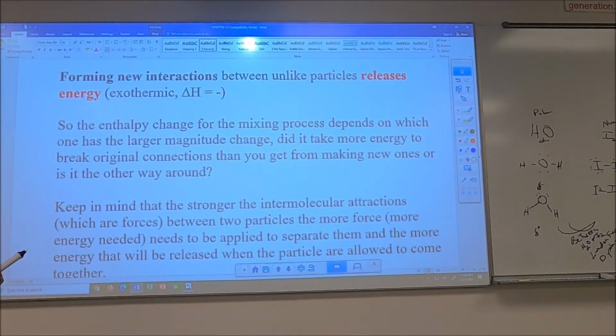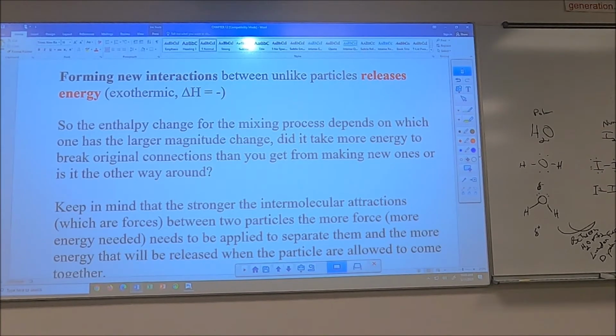So anytime we have a mixing process, we have some things that are going to require an input of energy. Some parts of the process are going to release energy. So the enthalpy of mixing depends on which is larger. If it takes more energy to separate pure substances than the energy released when you have interactions between unlike particles, then you have an overall process that's endothermic. And when you mix those things, it would feel cool to the touch.